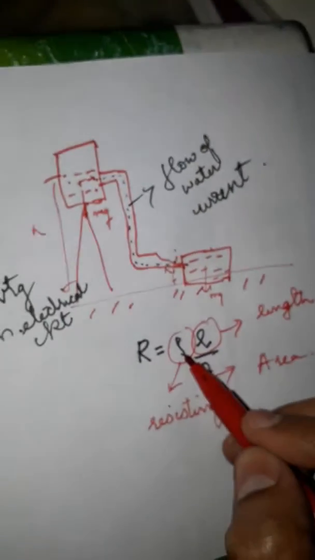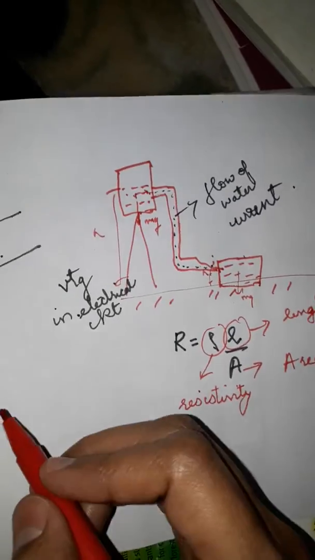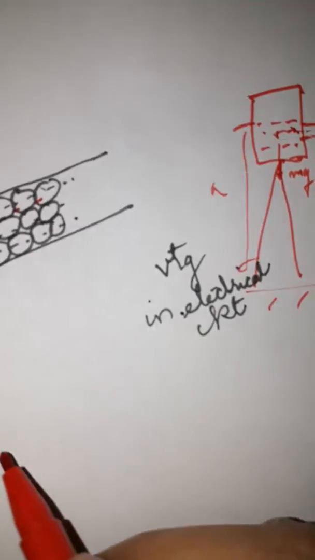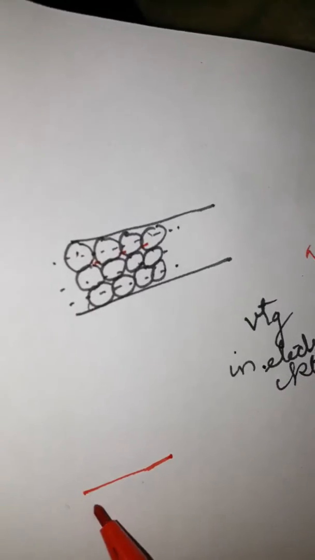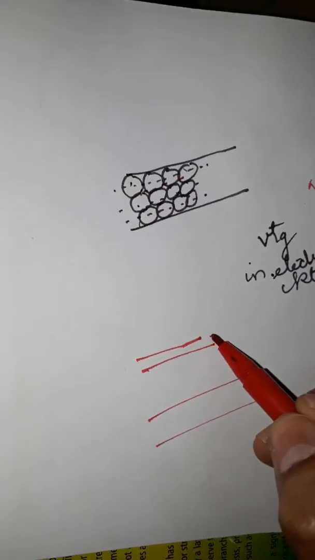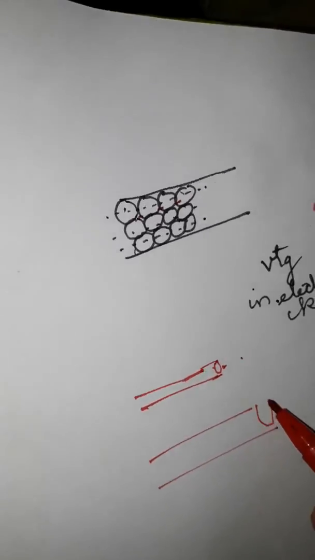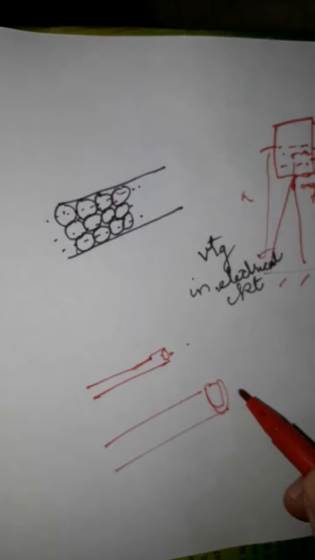It is the property of material. Now, if this much is the hole, obviously water will be less. अगर इतना बड़ा होल रहेगा तो पानी ज़्यादा ही आएगा.